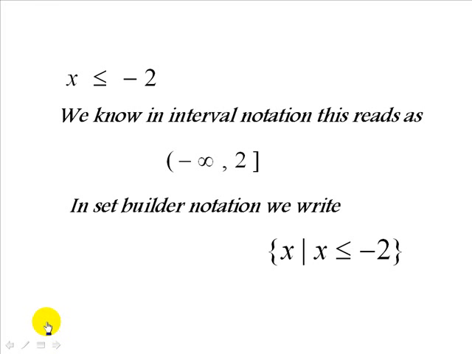How about x less than or equal to negative 2? We know in interval notation this reads as negative infinity, negative 2, include negative 2. But in set builder notation, we would write, again, the set of all x, such that, and here it is, sitting right here, what we were looking at to begin with, x less than or equal to negative 2, with a closed curly bracket.